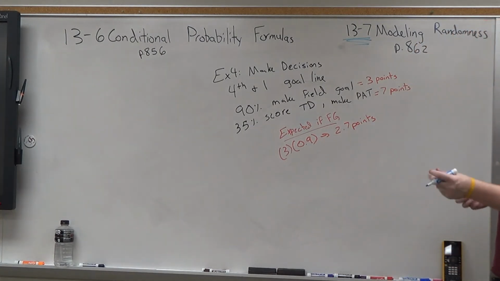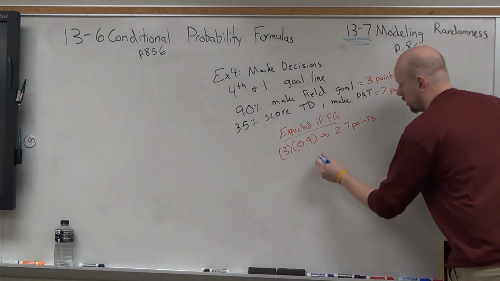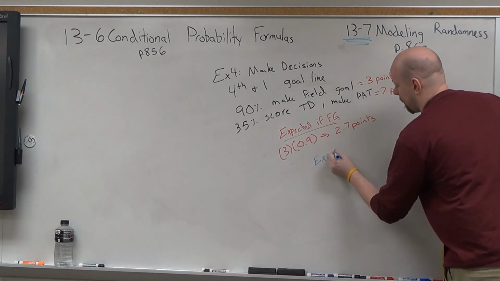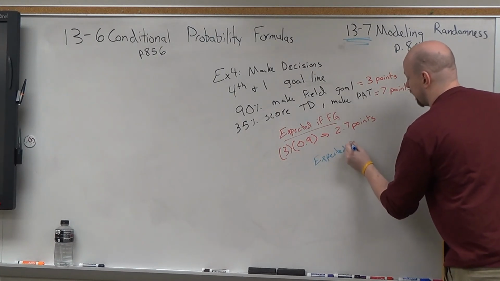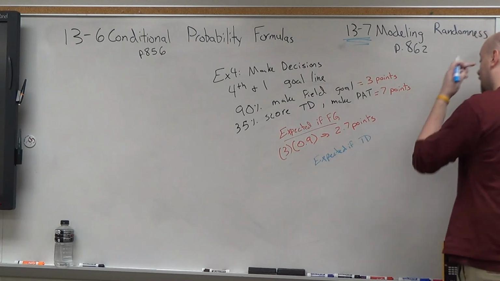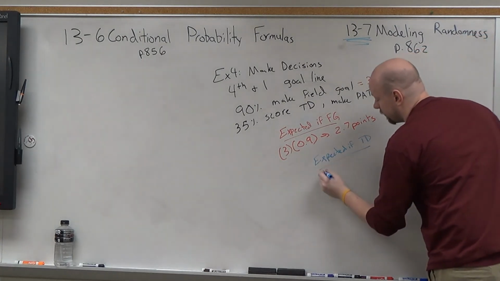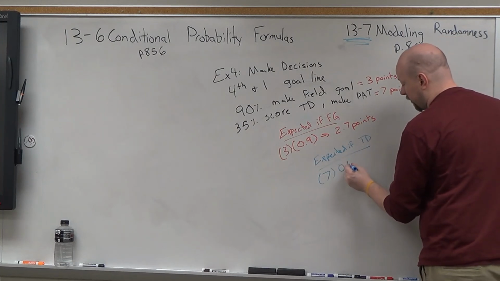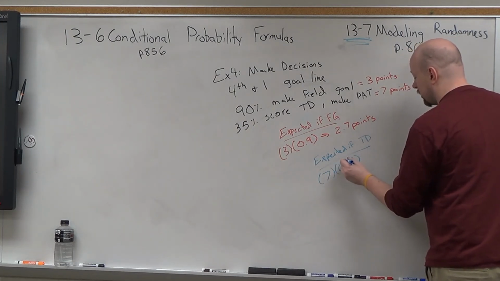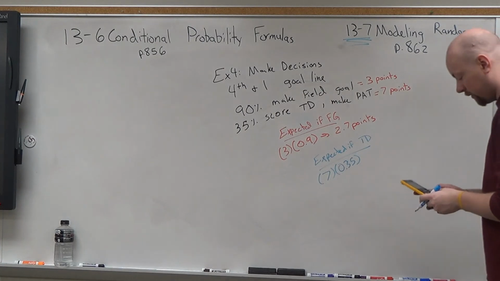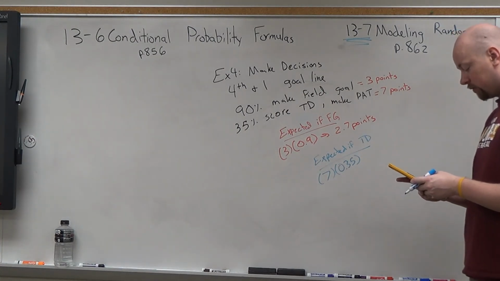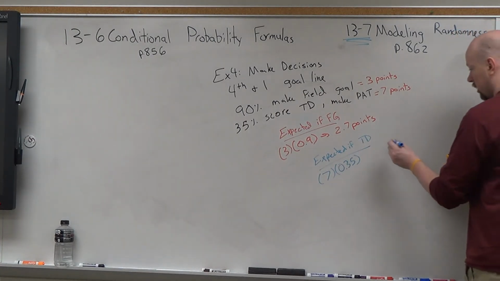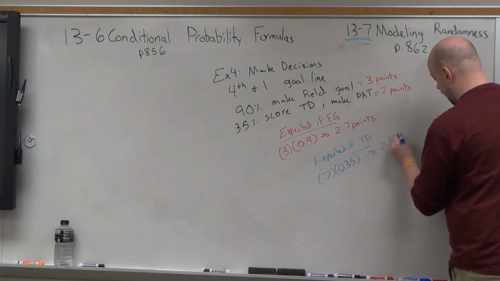Now, I can do the touchdown. Expected value if TD. Again, I would score 7 points, and I have a probability of 35% or 0.35. So I get 7 times 0.35. I don't know, 7 times 5, which would be 2.45 points.